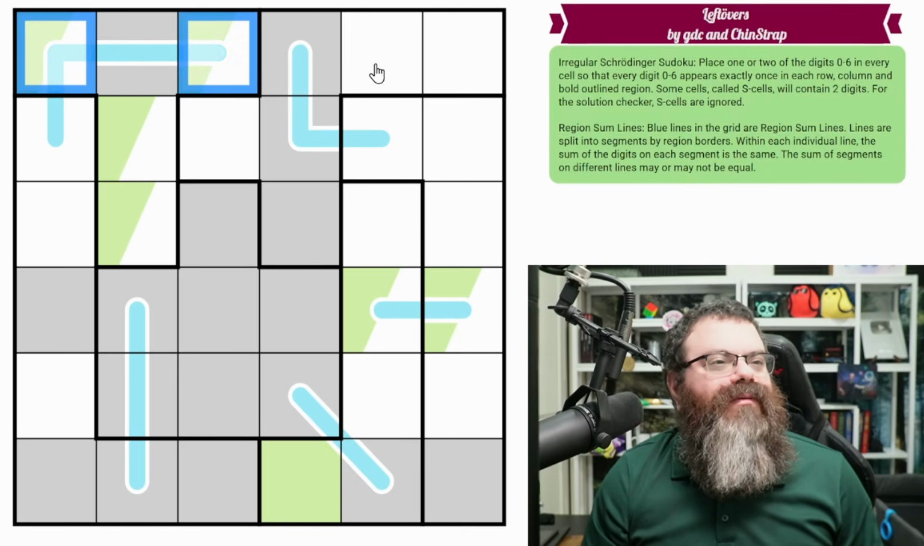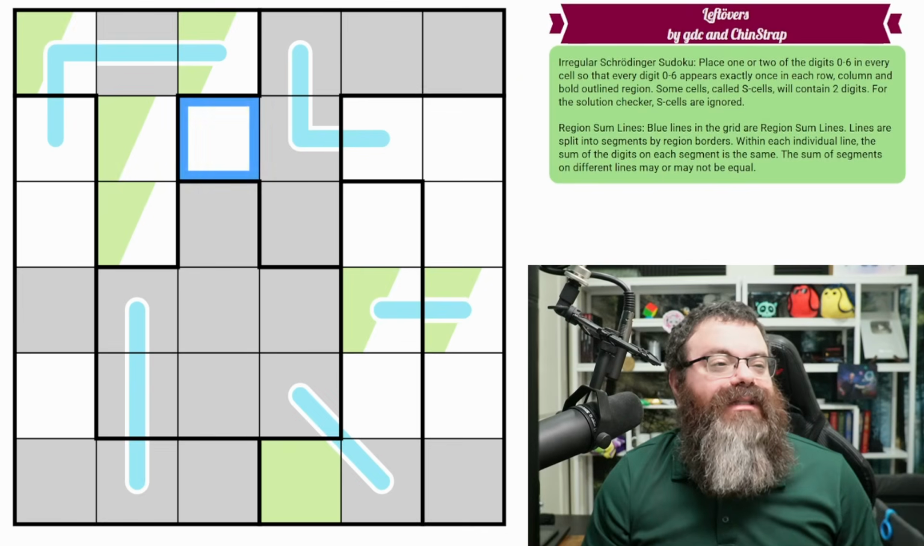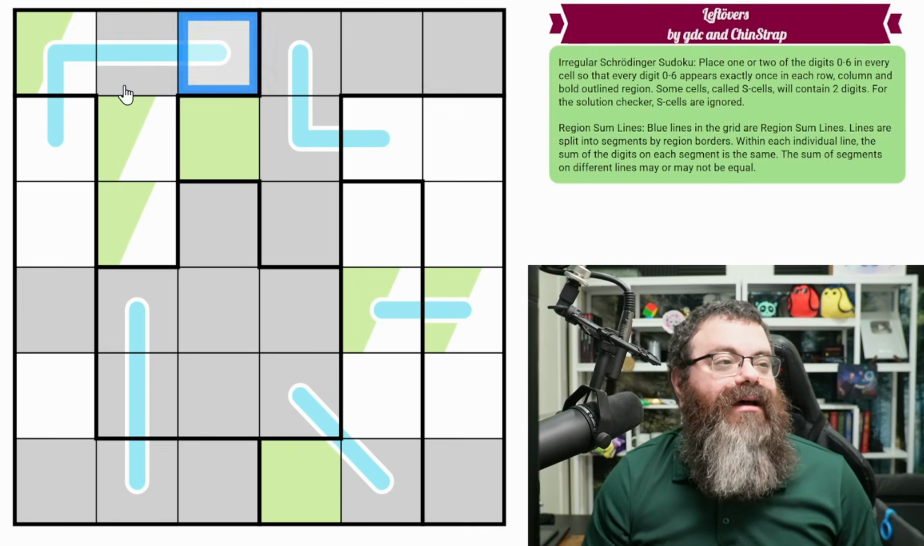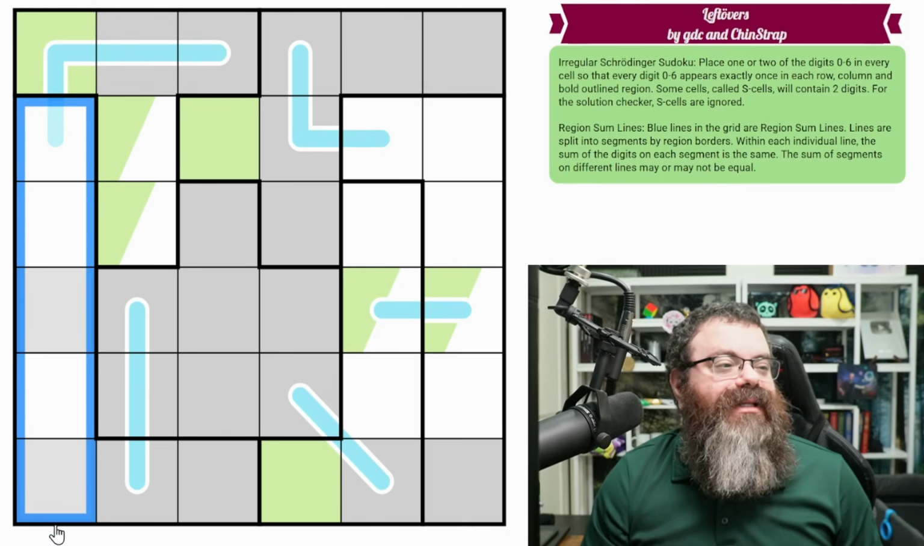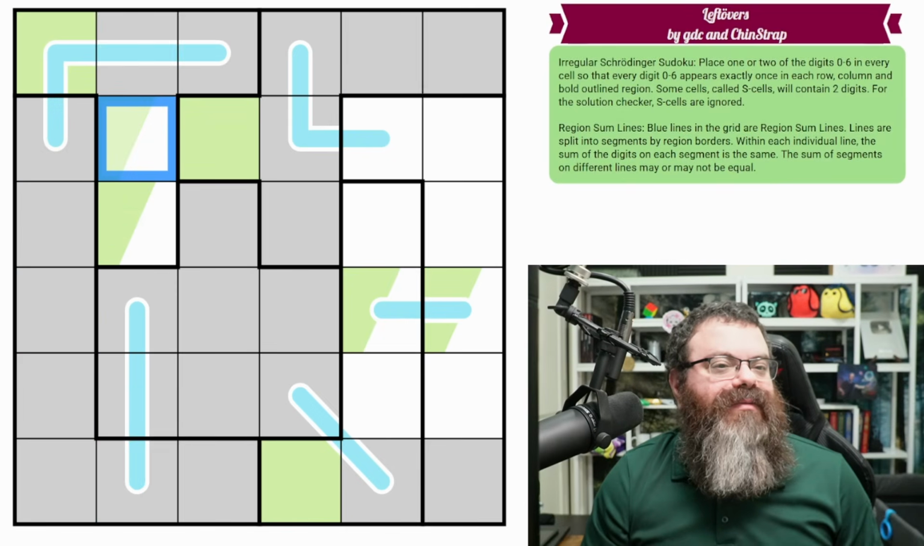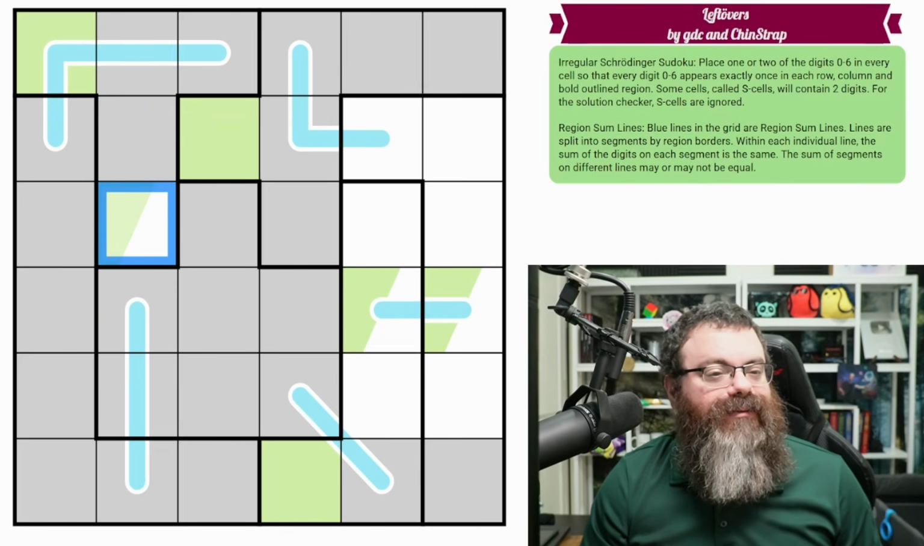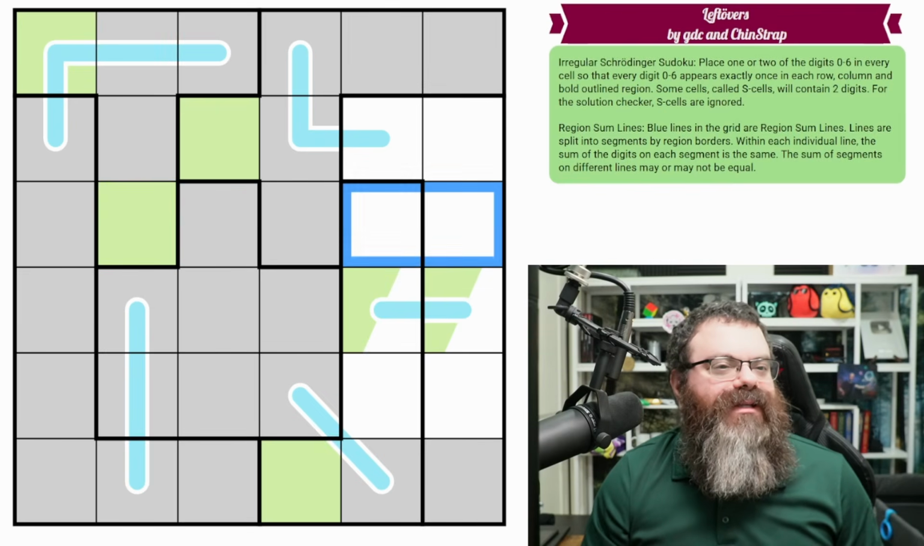And so the rest of this row is not an S cell. That leaves this to be the S cell for this region. That means that's not. That means that is. That means these are not. And it also means this isn't. So this is. All right, so I just got a bunch of S cells. Oops, there we go. Rest of this row isn't.